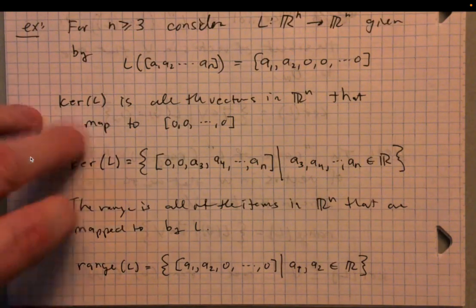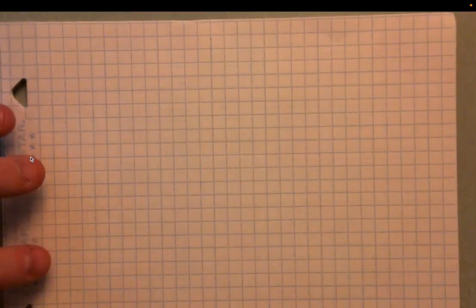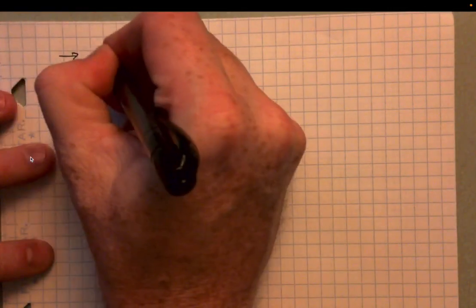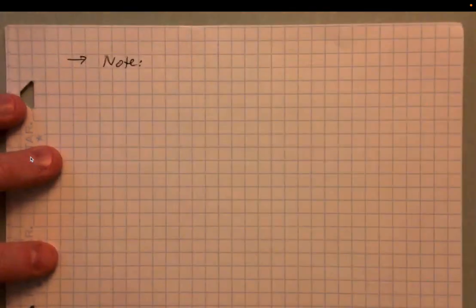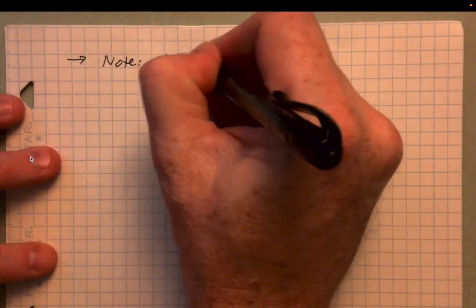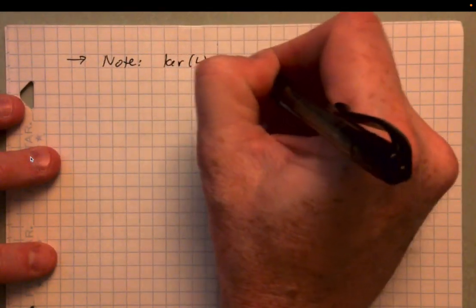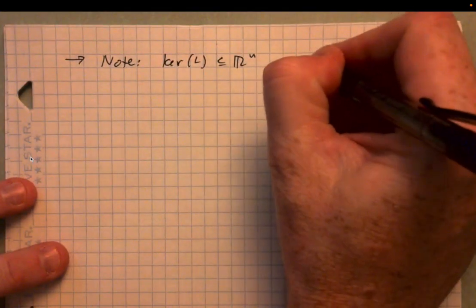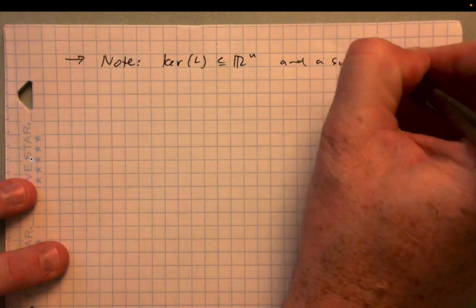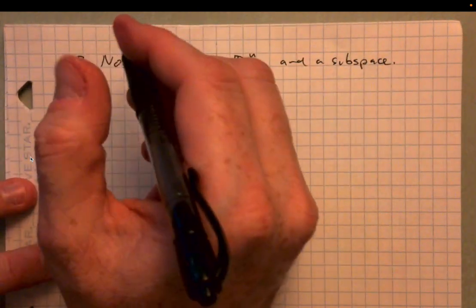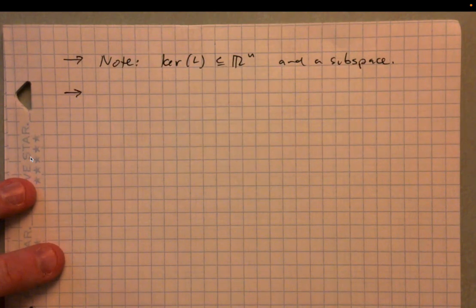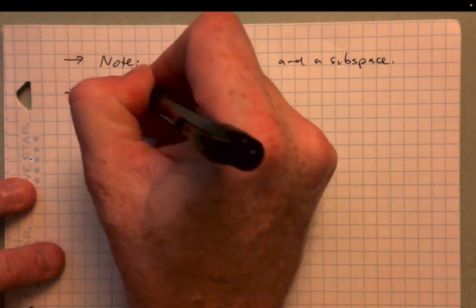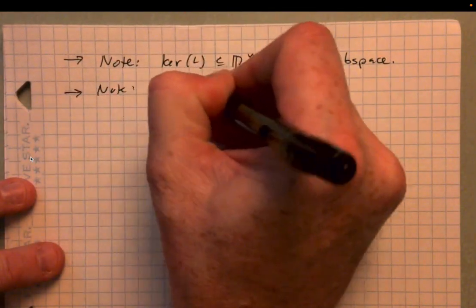A couple things to note here. Note the kernel of L is a subset of Rn. That's obvious, and it's a subspace. What else can we say? Well, the range is a subspace as well. This is just the previous theorem.